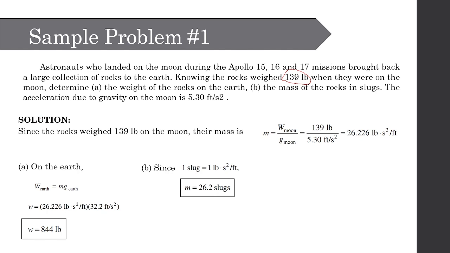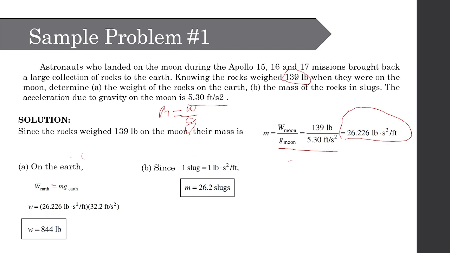So we know that mass equals weight over gravity. The weight of the rock when it was weighed on the moon is 139, over the gravity. The acceleration due to gravity of the moon is 5.30 feet per second squared. So 139 over 5.30, we get 26.226 pound second squared per foot. So this is the mass of the rock, whether it is on earth, on the moon, or on other planets. This is its mass.